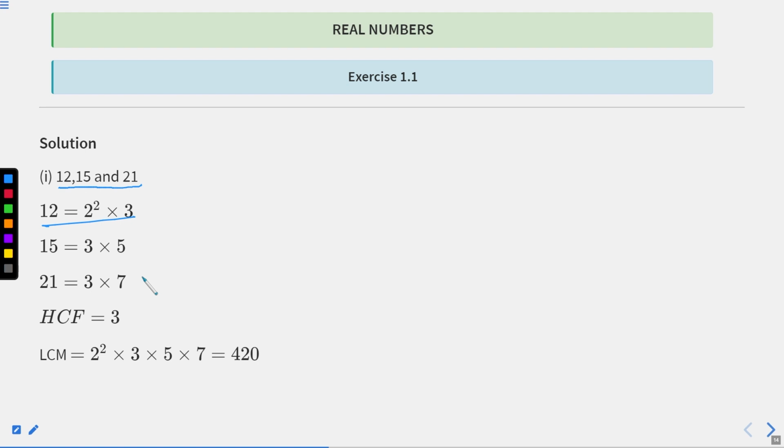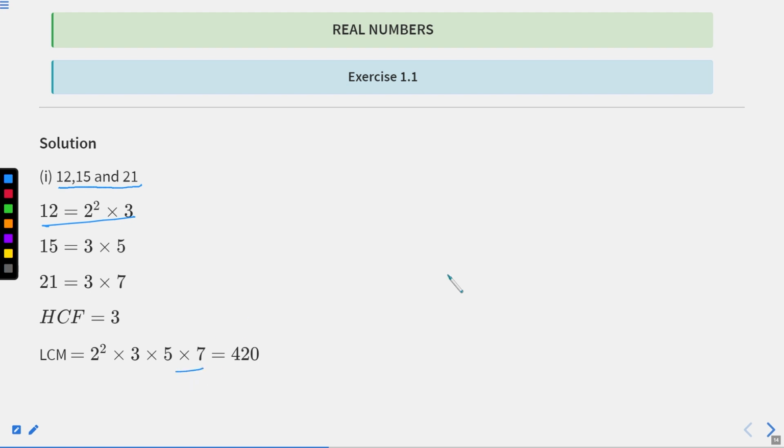Then the LCM of 12, 15, 21 is equal to the product of the highest powers of the prime factors in the numbers. The prime factor 2 has highest power 2, so 2 square, into the prime factor 3 to the power 1, into the prime factor 5 to the power 1, into the prime factor 7 to the power 1. So the LCM of 12, 15, 21 is equal to 2 to the power 2 into 3 into 5 into 7, and this is equal to 420.